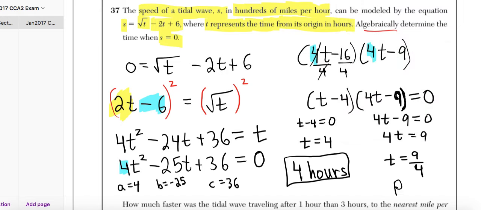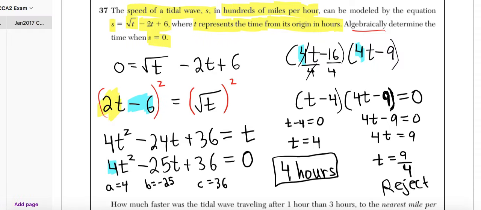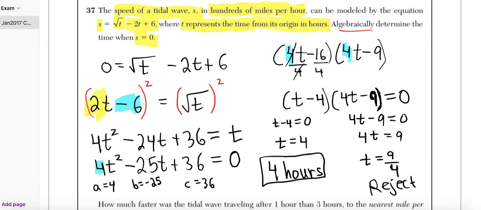So we reject t equals 9 over 4. All right, and our answer is 4 hours when s equals 0. You could have used the quadratic formula, there's nothing wrong with that. It's perfectly fine. You could have done factor by grouping, borrow payback. You could get the roots from the calculator and then factor backwards. Everything works, right? Whatever works for you.